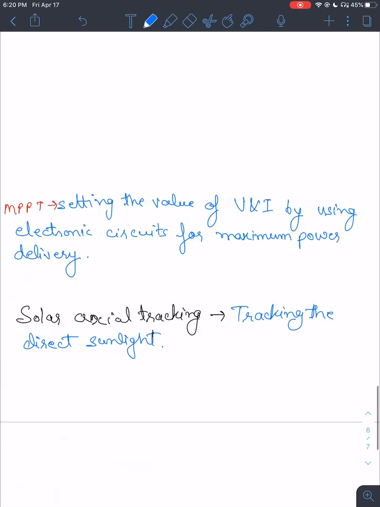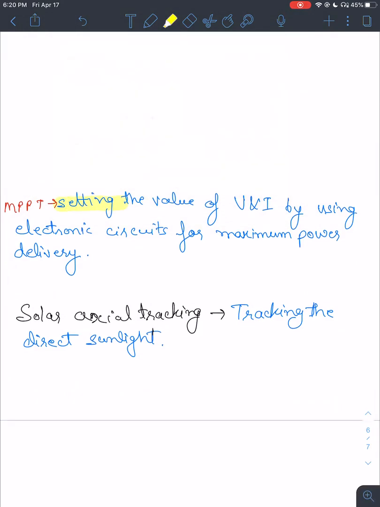In a nutshell, maximum power point tracking is setting the value of voltage and getting some value of current which gives you the maximum power. This is done by using electronic circuits for maximum power delivery.